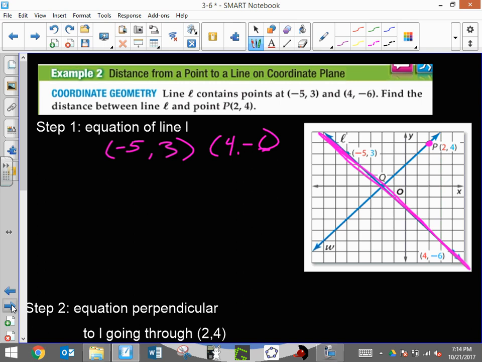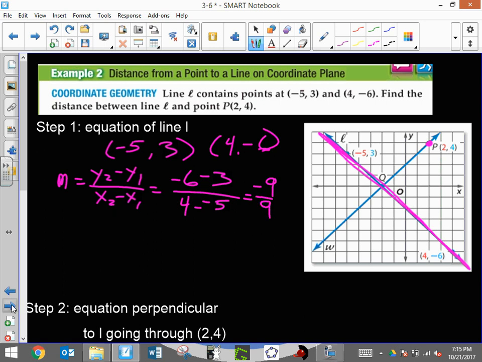And we could actually find the point of intersection just by looking at that graph, but I want to show you how to do it algebraically, which will yield better results and better understanding. So first thing we need to do is find the slope between these 2 points. We use this formula, y sub 2 minus y sub 1 over x sub 2 minus x sub 1. We're going to go -6 minus 3 over 4 minus -5. And when you reduce all this, it's going to be -9 over 9, which equals a slope of -1.